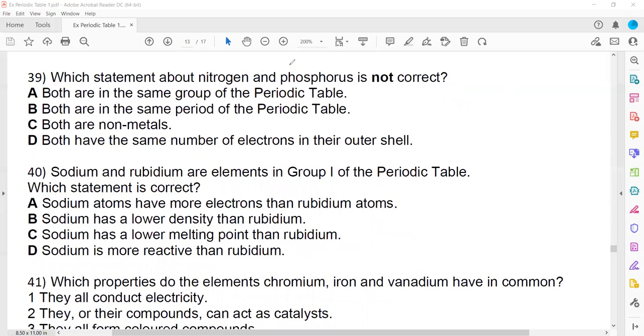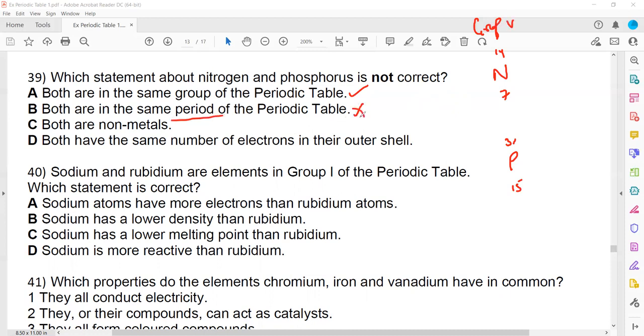Which statement about nitrogen and phosphorus is not correct? When we check the periodic table, we have nitrogen in group 5, and phosphorus also in group 5. Both belong to group 5. They're in the same group of the periodic table, that is true. They're in the same period?